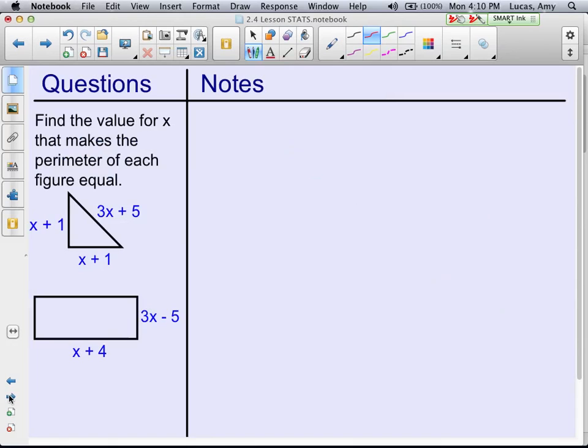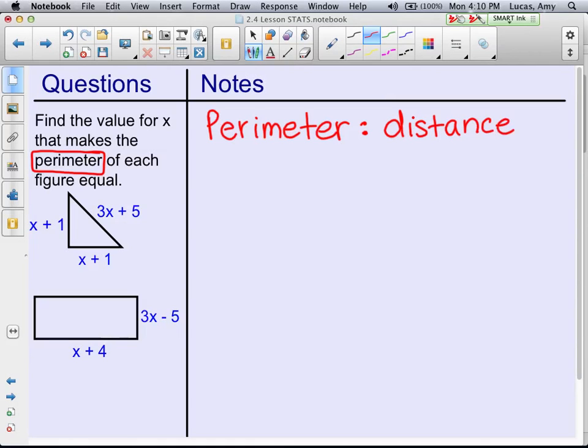Now my favorite kind of problems. Find the value for x that's going to make the perimeter of each figure equal. Perimeter! You should remember learning about the perimeter last year or the year before. It means the distance around a figure. So if you walk all the way around something, that is your perimeter.